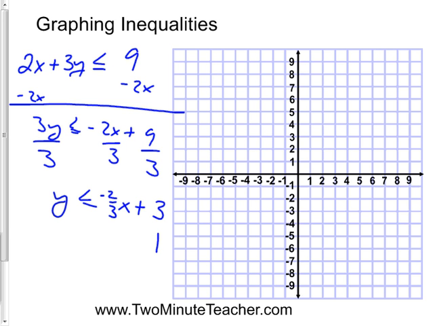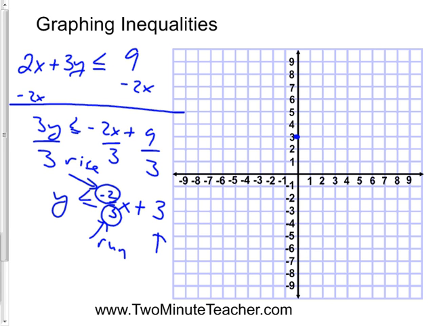Now, if I can graph that with a nice straight line, I'm going to start at the y-intercept, which is 3, which is right here. That's the y-intercept, 3. And then I'm going to use my slope. This part here is the rise. This part here is the run. So I'm going to rise negative 2, and I'm going to run 3.